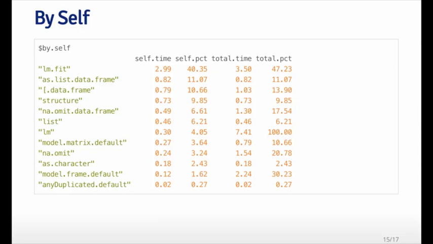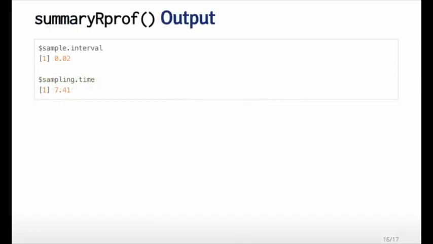And so you can go down the list here and see how much time is being spent in various functions. And you can see a lot of these functions don't directly pertain to the core computation, but more to formatting of the data and things like that. The last part of the summaryRprof output is just the sample interval, so you can see what time interval the sampling took place for printing out the function call stack, which is 0.02 seconds, and the sampling time, which is just the total amount of time that the expression took to run. This is, I think, equivalent to the elapsed time in the system.time function.